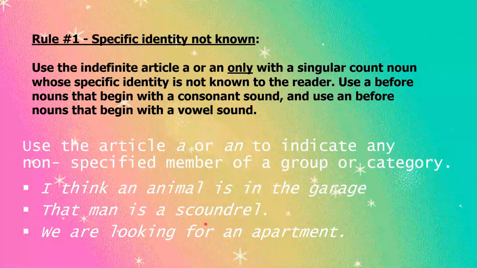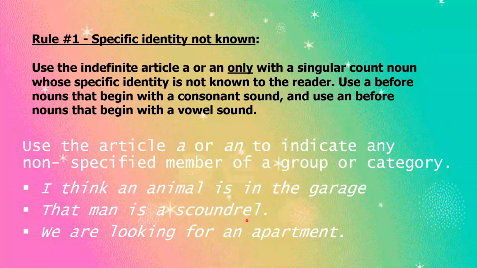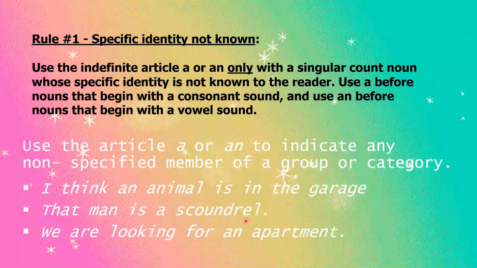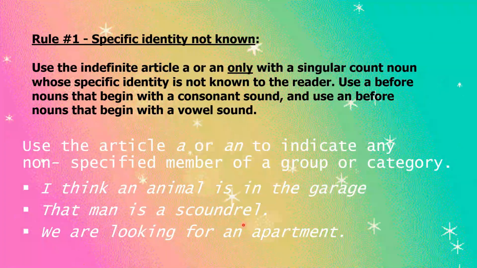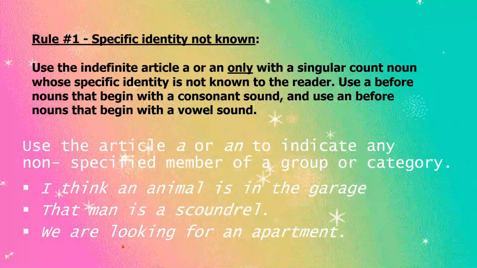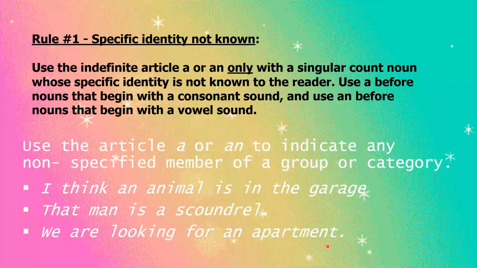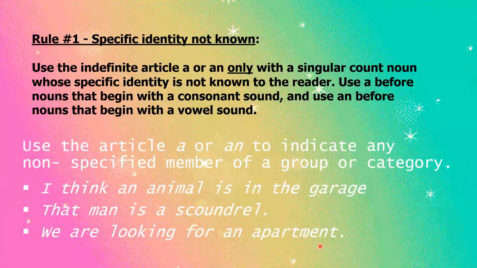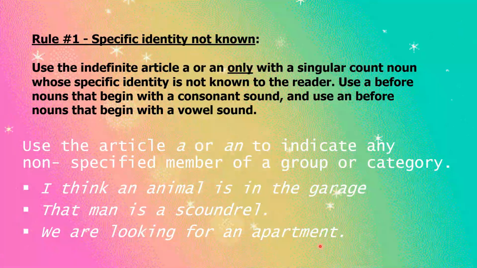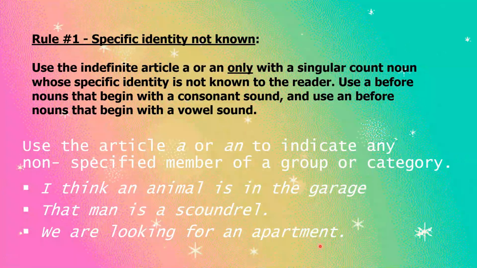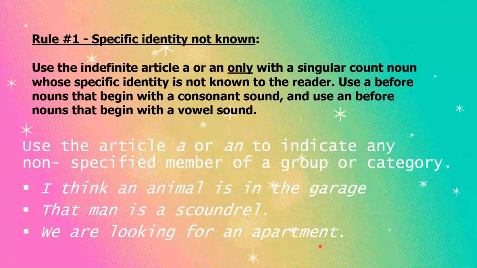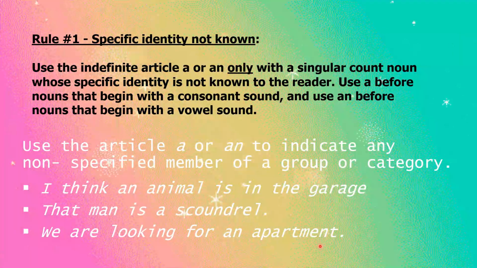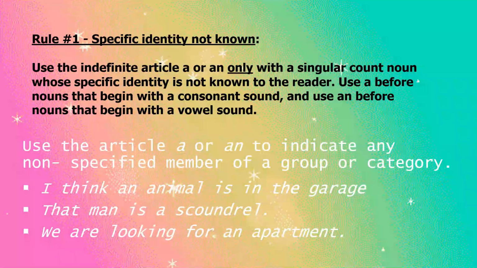That man is a scoundrel. Who is the scoundrel? That man. A scoundrel. What kind of scoundrel? The identity is not clear. We are looking for an apartment. You know there is an apartment that I'm looking for. But do you know which apartment? You don't know. Because of that situation, a or an is used here.